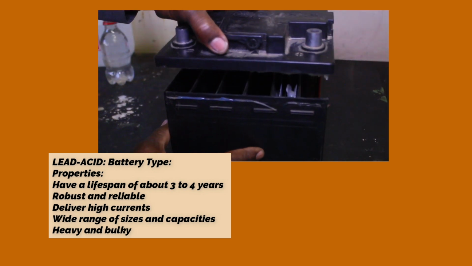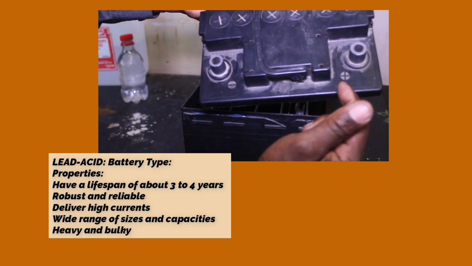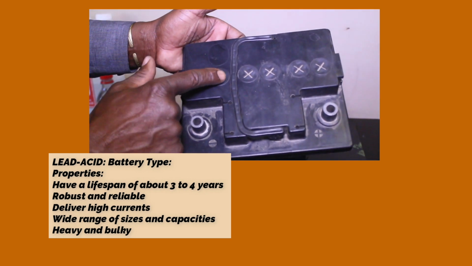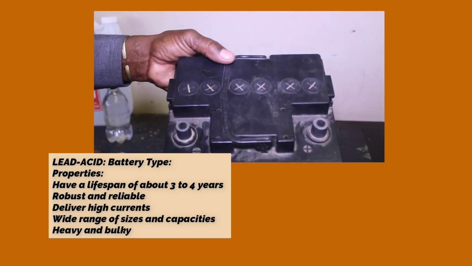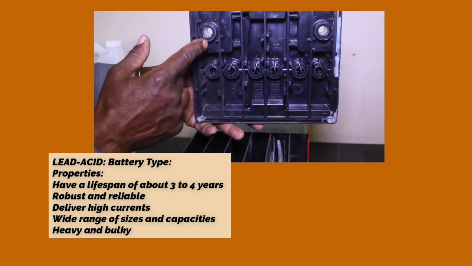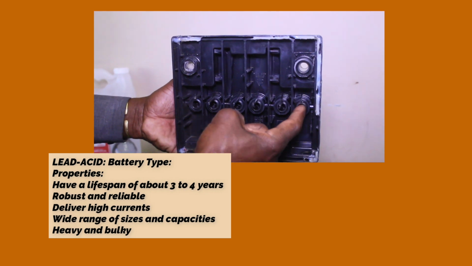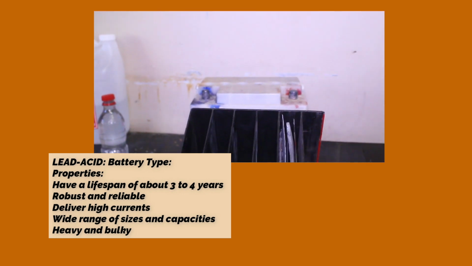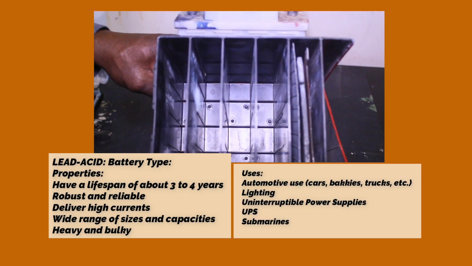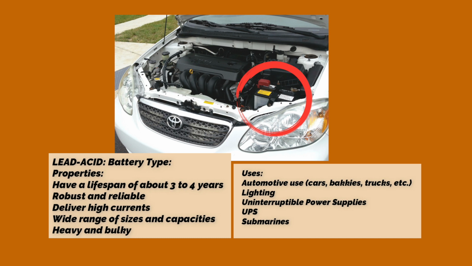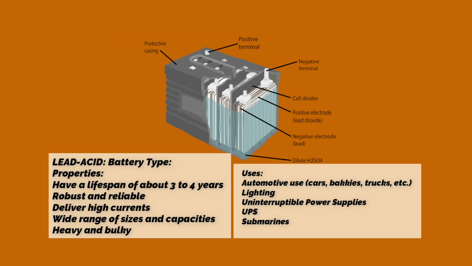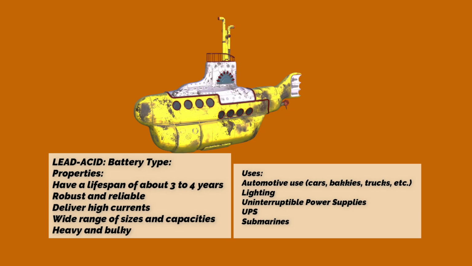The composition of the different types of cells and batteries. Battery type, lead acid. Properties: 1. Have a lifespan of about 3 to 4 years. 2. Robust and reliable. 3. Deliver high currents. 4. Wide range of sizes and capacities. 5. Heavy and bulky. Uses: 1. Automotive use, cars, buses, trucks, etc. 2. Lighting. 3. Uninterruptible power supplies, UPS. 4. Submarines.